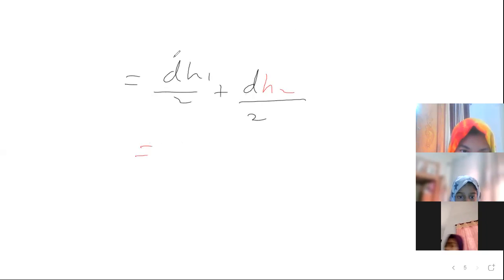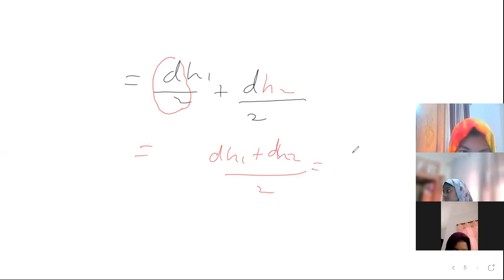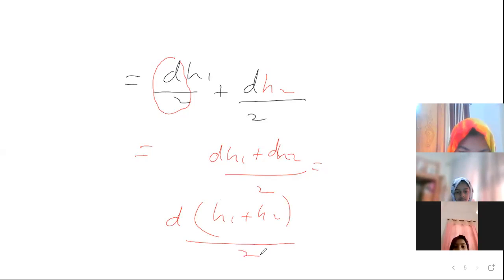We can take D by 2, D and 2. That means this is DH1 plus DH2 by 2. D is common, so take it outside: D into H1 plus H2 by 2. This is the formula: D into H1 plus H2 by 2.